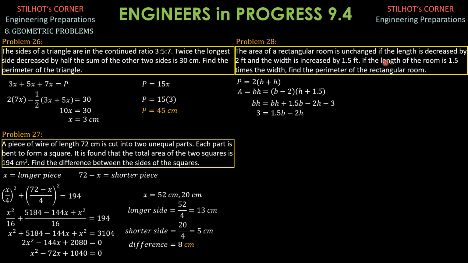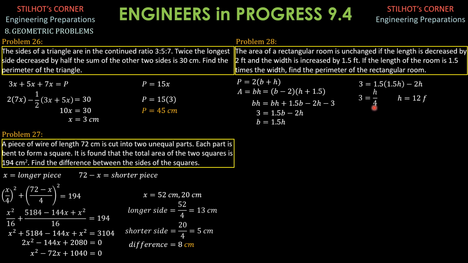Then translating this second sentence here, if the length of the room is 1.5 times the width, that means b is 1.5h. So replace b here by 1.5h, so 3 equals 1.5 of 1.5h minus 2h. 1.5 squared h is 2.25h, minus 2h is 0.25h, or h over 4. So 3 equals h over 4.